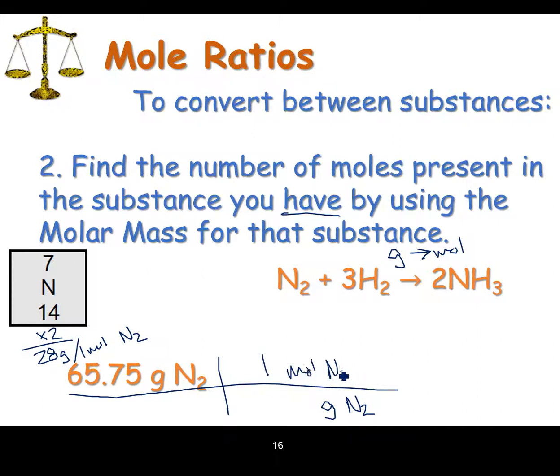So it's 1 mole of nitrogen for every 28 grams of nitrogen. When I go ahead and plug this into my calculator, you're going to get 65.75 times 1 divided by 28, and we find that this equals 2.348. Carry the unit over, it is moles of nitrogen gas, N2.